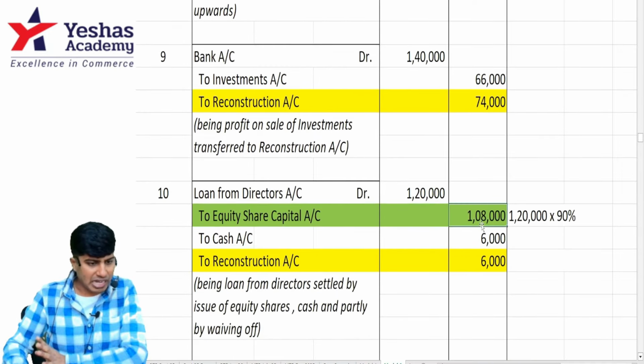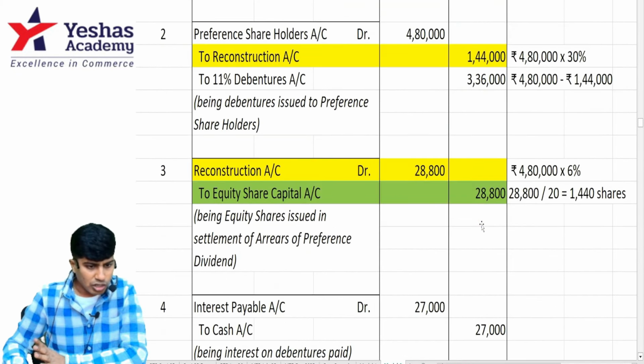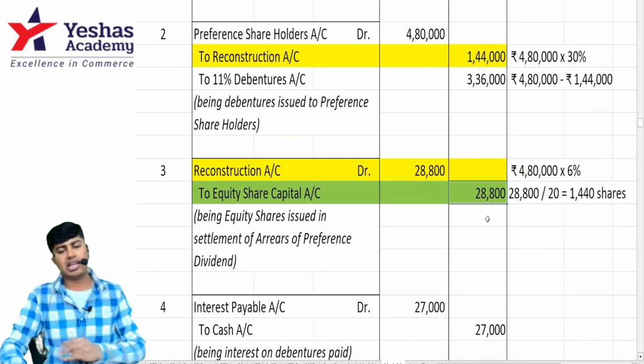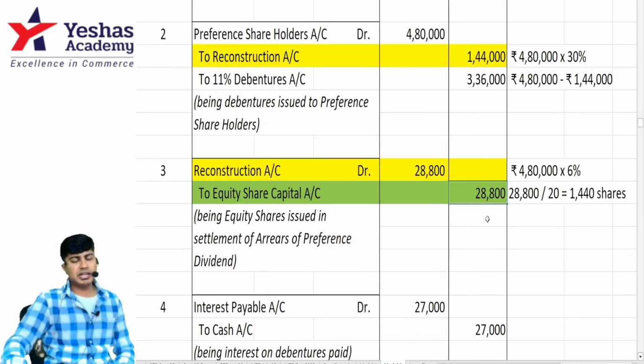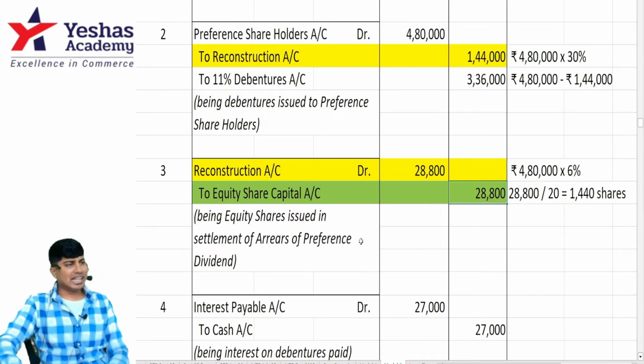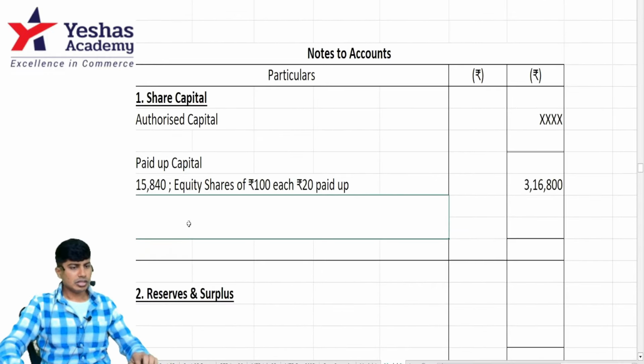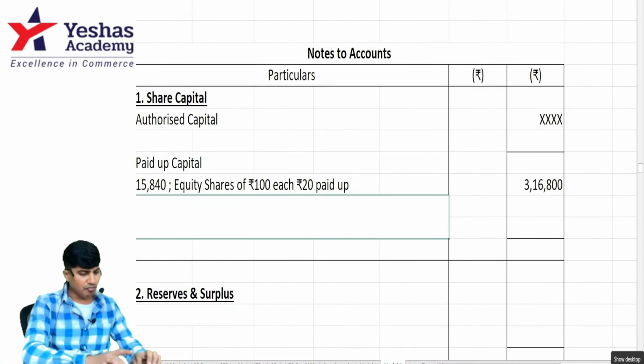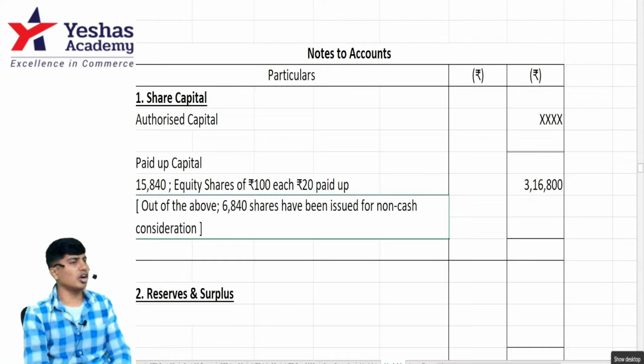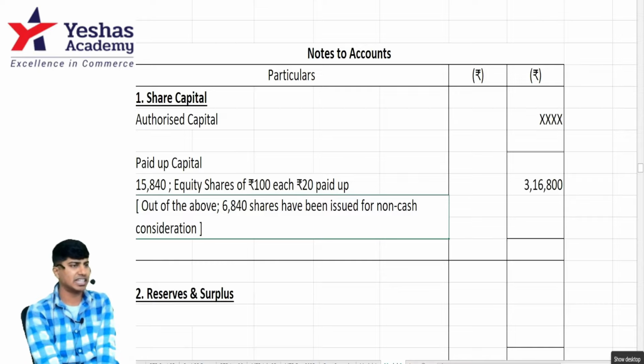Take 1 lakh 8 in the calculator and also take 28,800 in the calculator. 1 lakh 8 plus 28,800, 1 lakh 36,800 divided by 20. 6,840. 6,840 shares are issued for non-cash consideration.